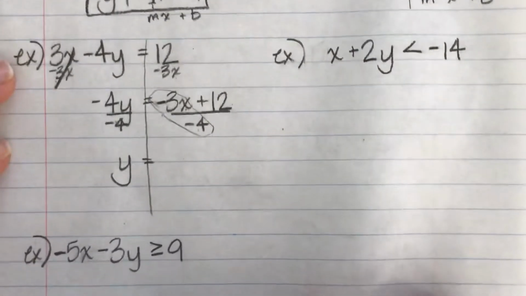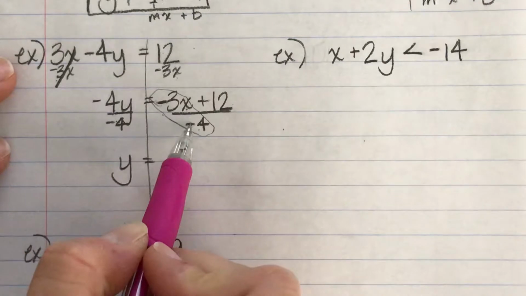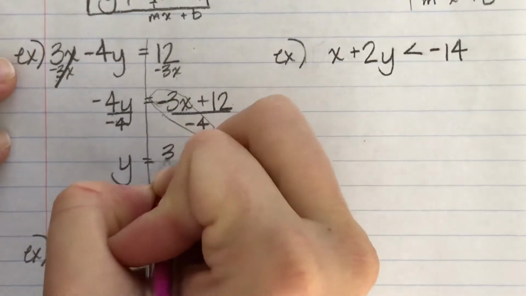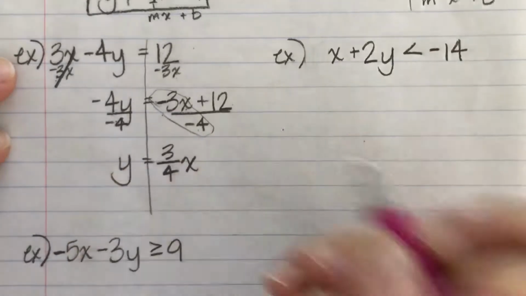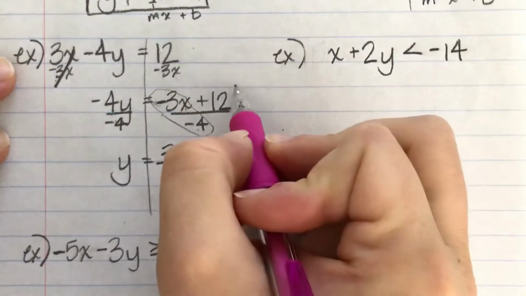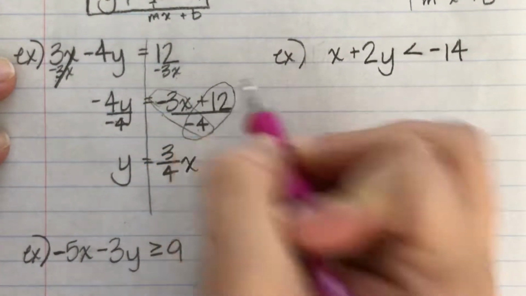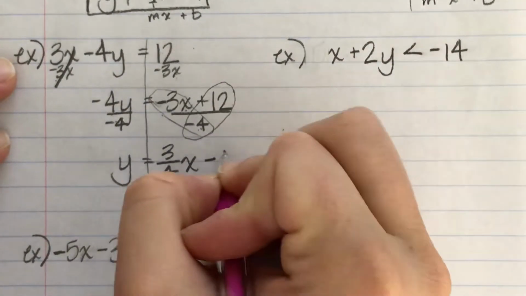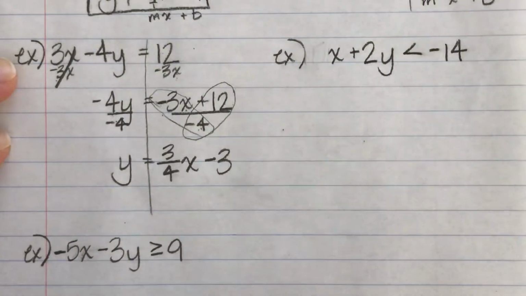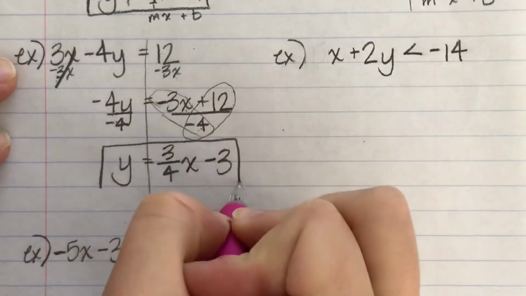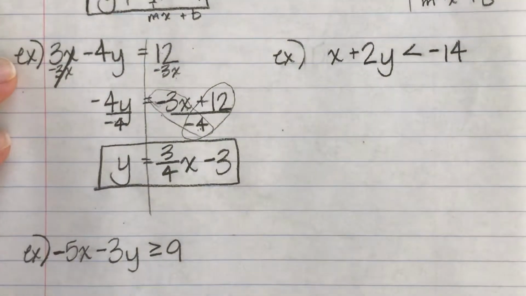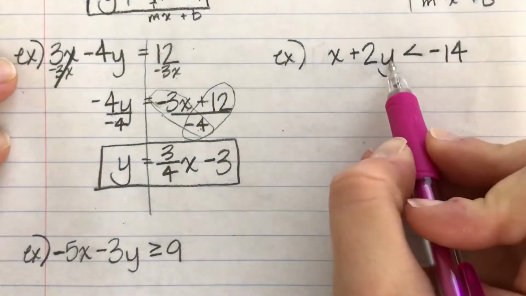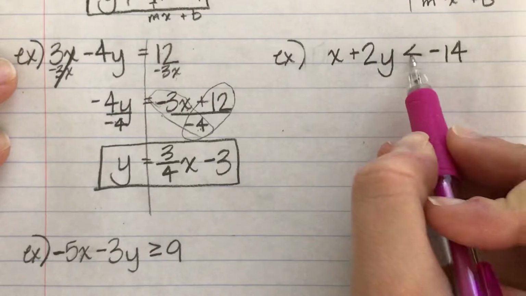But sign-wise, I have a negative and another negative. So double negatives being divided leaves me with a positive 3/4 x. Then here, a positive 12 divided by a negative 4 leaves me with a negative 3. Okay? This same exact process of isolating the y if we're graphing totally works in this situation with an inequality too.